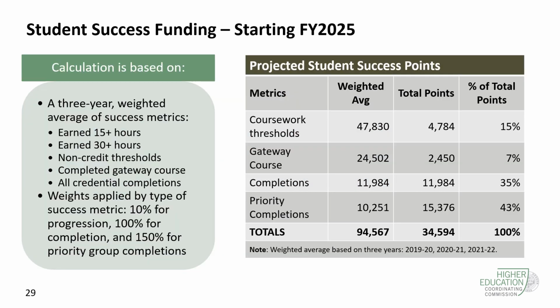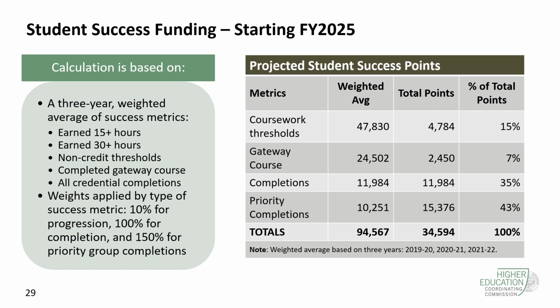When we talk student success, it works in a very, very similar way, a points-based allocation. 3-year weighted average of student success metrics, including both progression and completion. The weights are applied by type of success metrics. So for example, the progression metrics, we use 10%. For completion metrics, we use 100%. And for completions by priority populations, we use 150%.